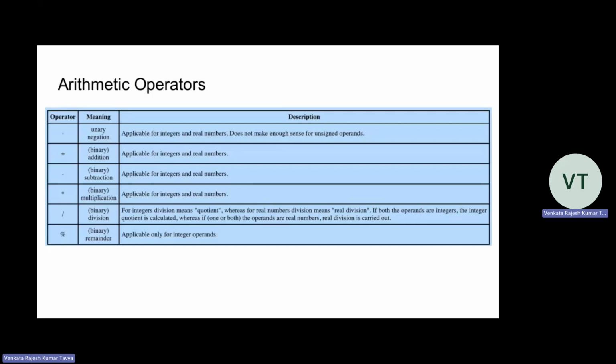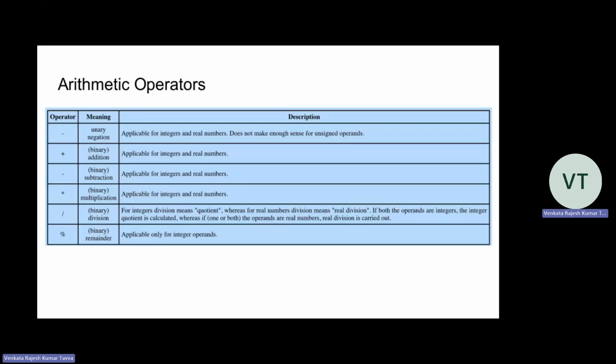So the minus symbol is the same, but its meaning is disambiguated depending on the context. If minus is put before a number, it is unary negation. If minus is put between 2 numbers, it is subtraction. Depending on the context, its meaning changes. This is called operator overloading. The same operator can be given more than one meaning, and this meaning can be teased out or disambiguated based on the context. So these are basic arithmetic operators.